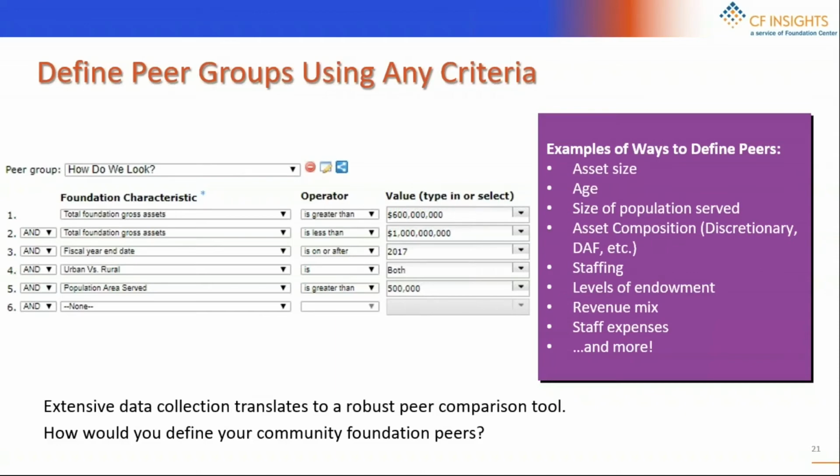and a foundation would have fit into your criteria, then they will be pulled into your peer group automatically. You don't have to do anything new. Just come back to the database, reload the page, and they'll be automatically added to your peer group query and on-demand reports.